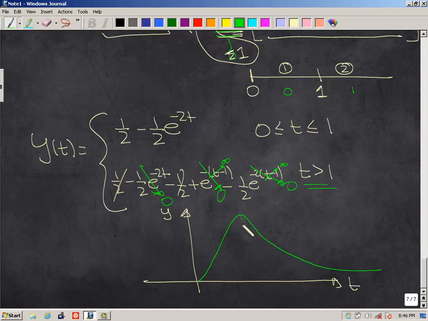So here is where this peak occurs at 1.13, but the discontinuity was at 1, and you can see this function is not discontinuous at 1. It is nice and smooth. We always want our solutions to differential equations to be smooth, and we want them to be continuous, so we can predict what's going to happen in the future.